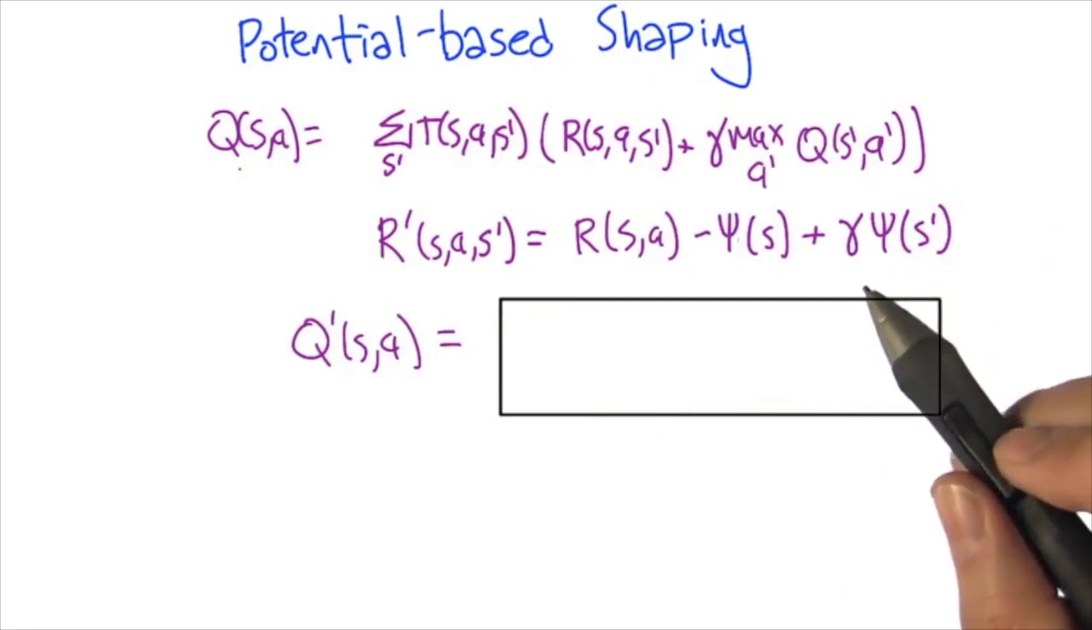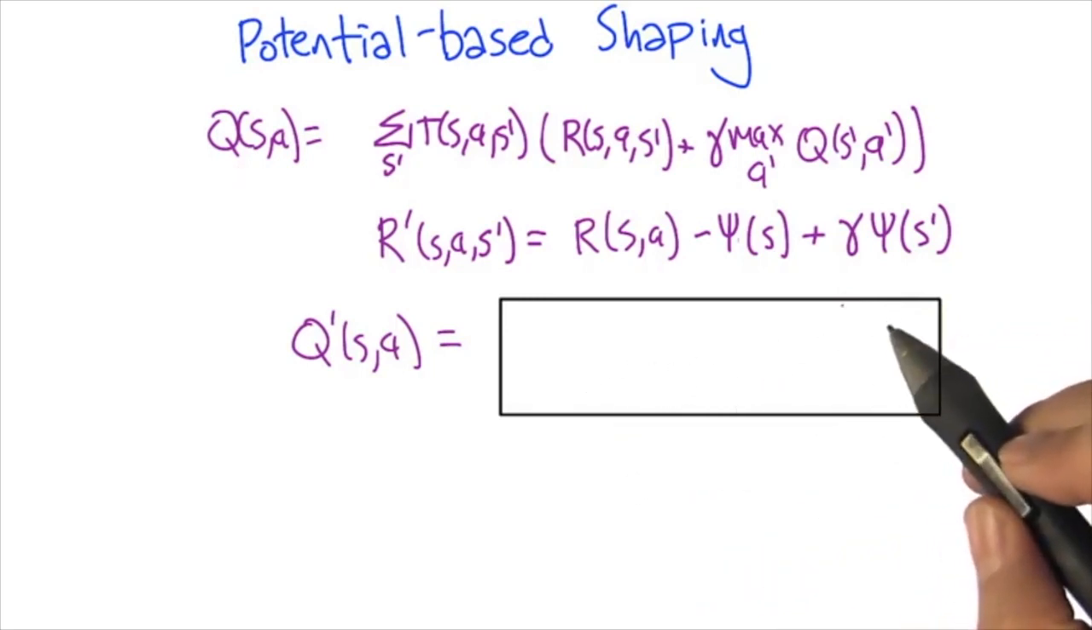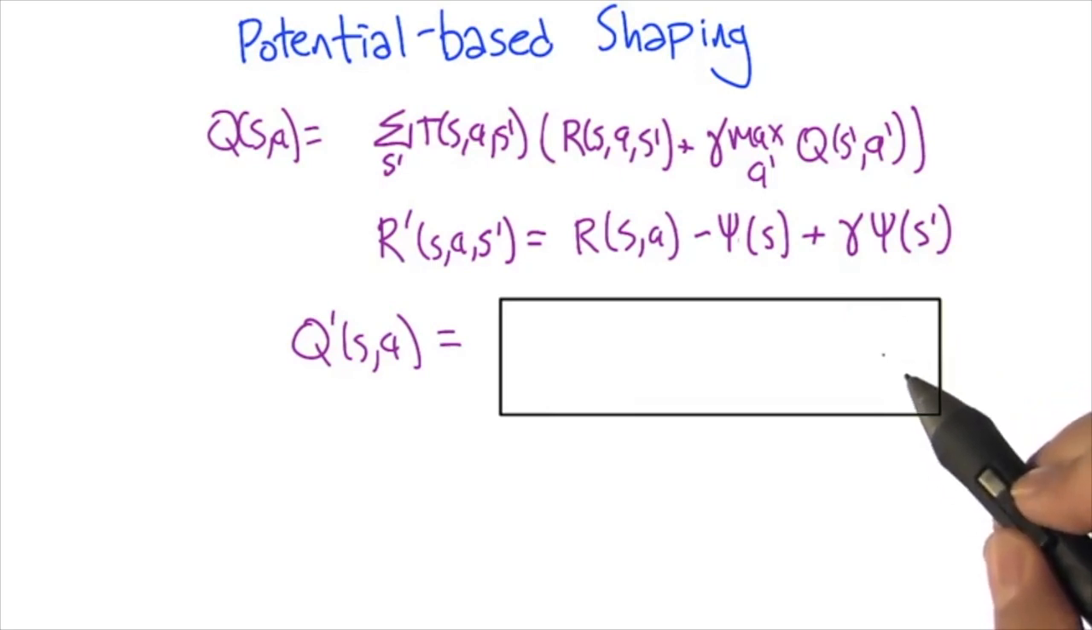All right. So do you think you're ready for a quiz, or do you need any kind of additional explanation of what I'm asking? No, I think I know. We know what Q of S, A is. We're going to change the way the reward function works to have these potentials, and so that's going to change what Q of S, A is.